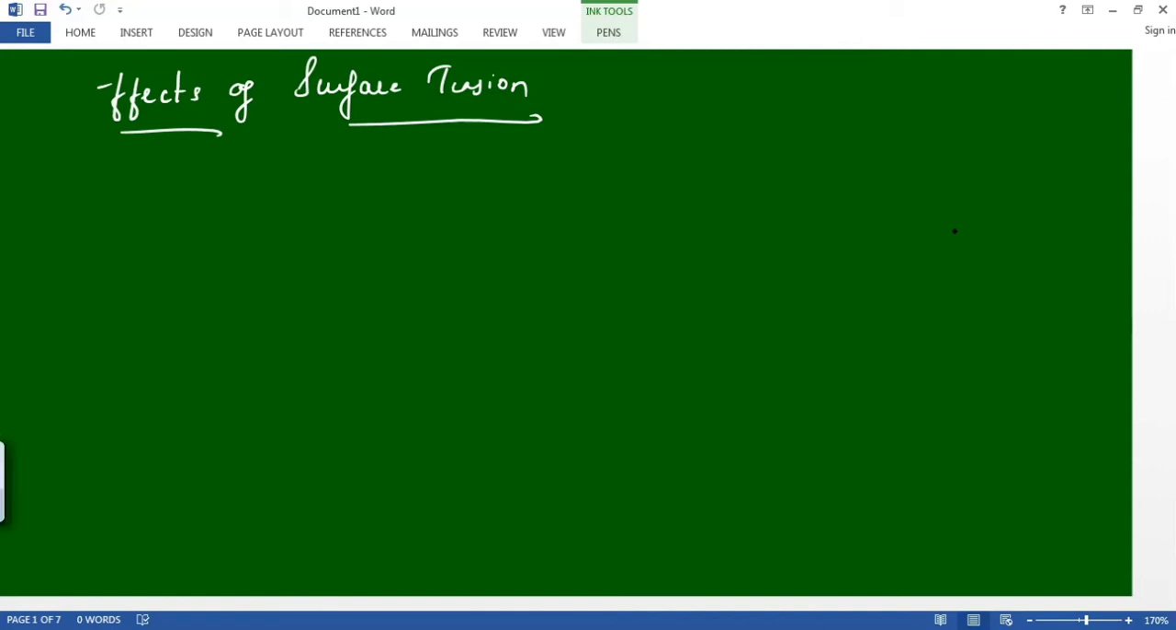For example, this is a leaf. If some water falls on it, it will form a cluster, and many drops together will form a droplet. We'll write that point. The first one is beading of rainwater.